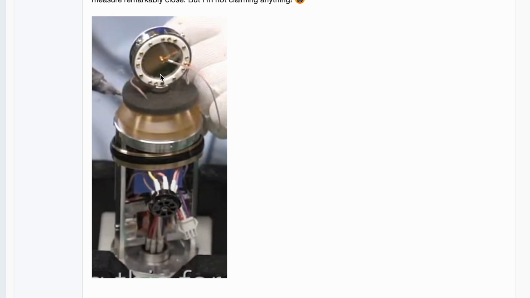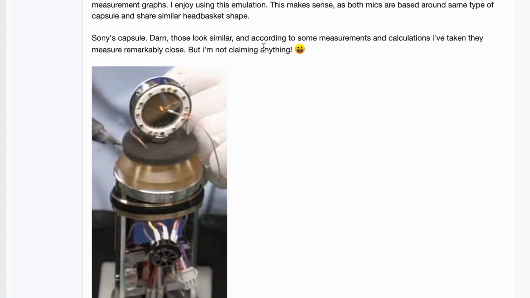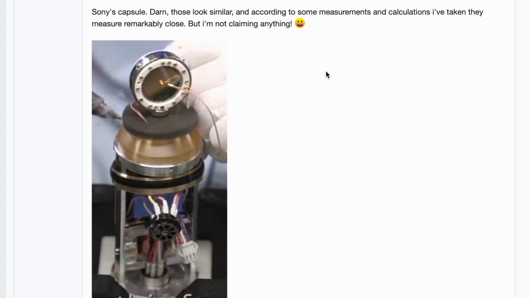Now look at the inside of a Sony C800. Look at that capsule. Does that look familiar? Now he's not saying that they're the same capsule, but they do look very similar, and the two mics do share a very same head basket size and shape. So that may attribute to why the C800 model on the Sphere is really, really great. So, you know, that's for you to decide how close it is to the original, but check it out.